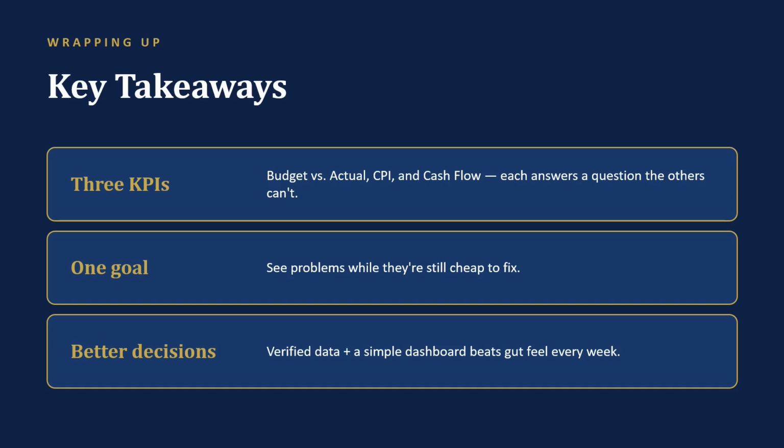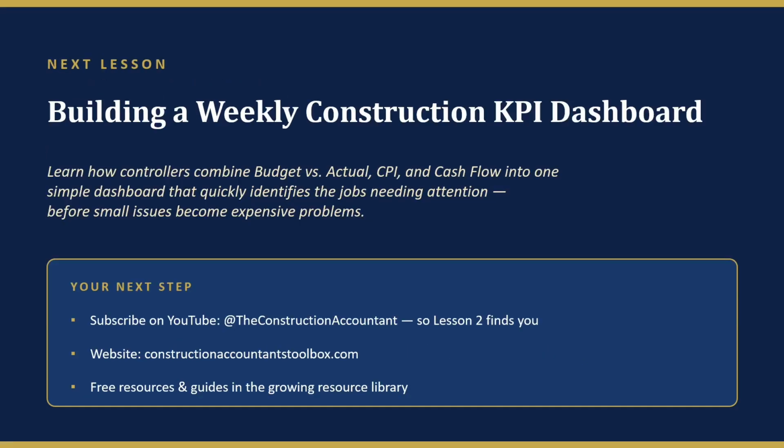A CPI of 0.97 in week 6 is a conversation. The same problem discovered at closeout is a write-off, and the payoff is better decisions. Verified data plus a simple 1-page dashboard beats gut feel every single week. That's the controller mindset. Here's where your learning goes next.